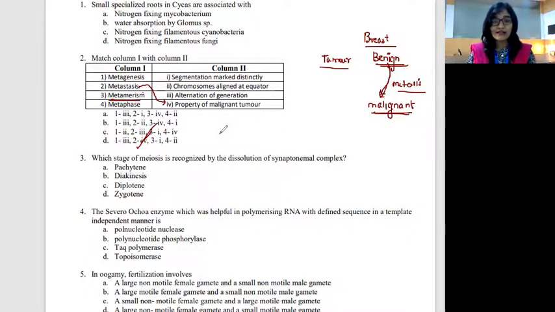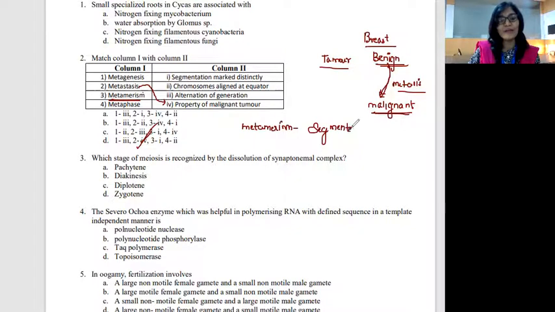Metamerism. This we studied in animal kingdom, right? Metamerism means segmentation. Where do we see segmentation in the animal kingdom? Very specifically in three phyla, if you can remember: Annelida, Arthropoda, and Chordata. In Chordata, it is the vertebral column which shows internal segmentation. The rest are external segmentation. So metamerism means segmentation. The answer is segmentation marked distinctly. So this will be 1.